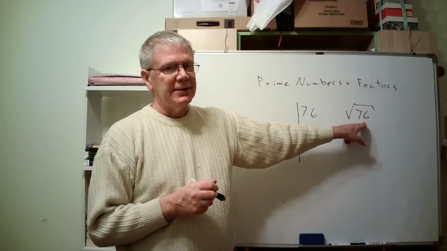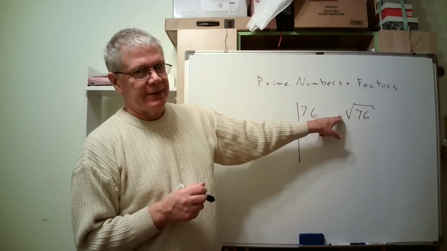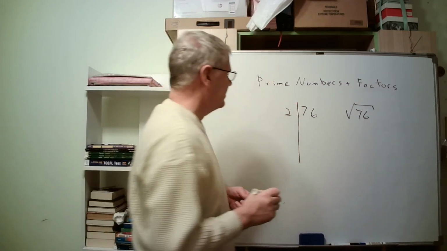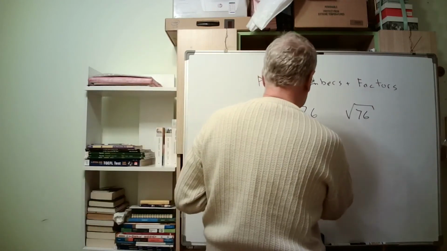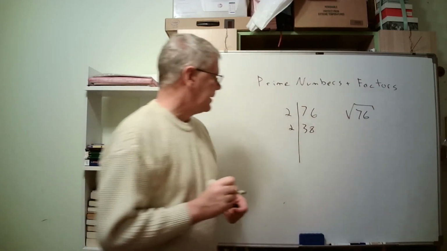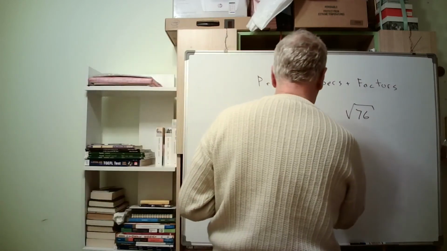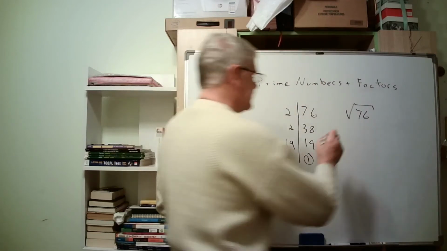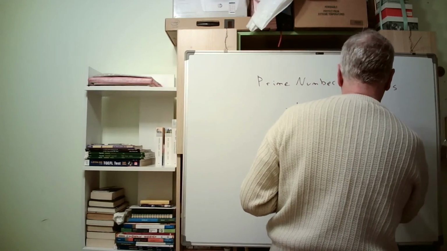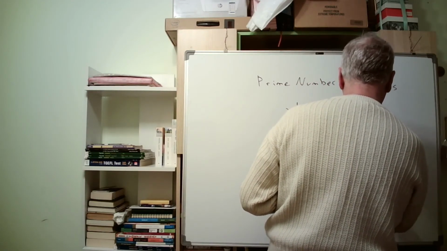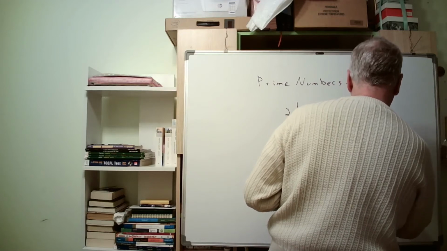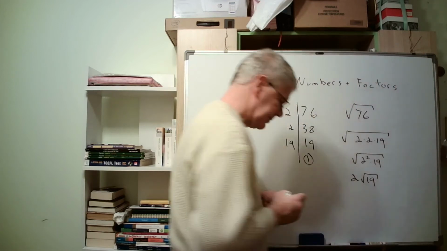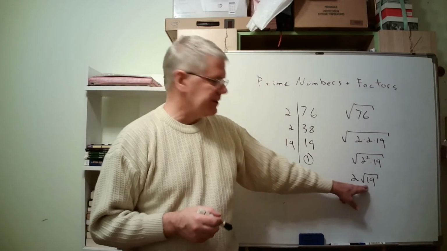The way to find that out and to see if there's anything that can come out of the radical is to look at the prime factors. So we divide this by 2. That would be 35 and 3, that's 38. Divided by 2, that's 19, which is prime. So this is the square root of 2 times 2 times 19. So the way to write this in the lowest form would be 2 times the square root of 19.